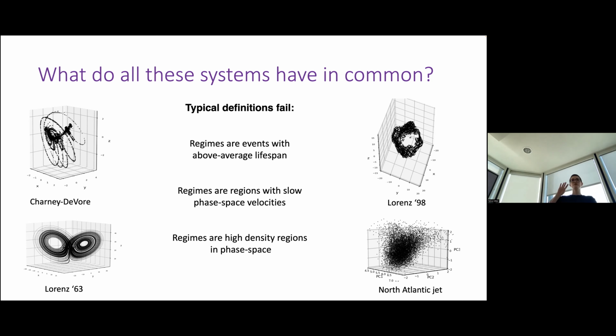Because in the atmosphere, pressure and wind are just two sides of the same coin. So here we would have preferred latitudes of this jet stream. And again, it's a projection onto three principal coordinates. One doesn't really see much, it's just a block, right? But so here, most ways to try to understand whether regimes exist would fail to capture regimes in at least one of these examples.